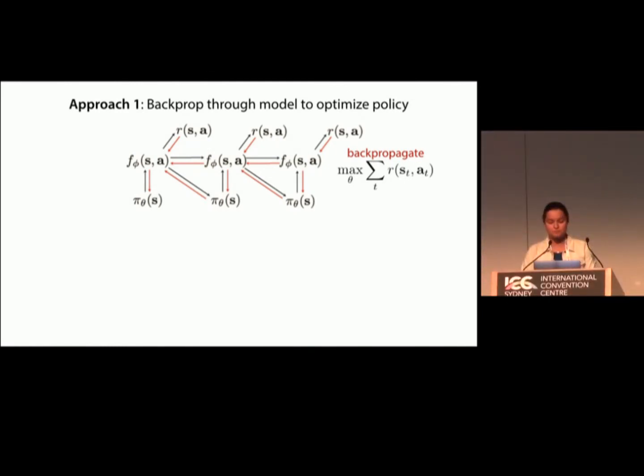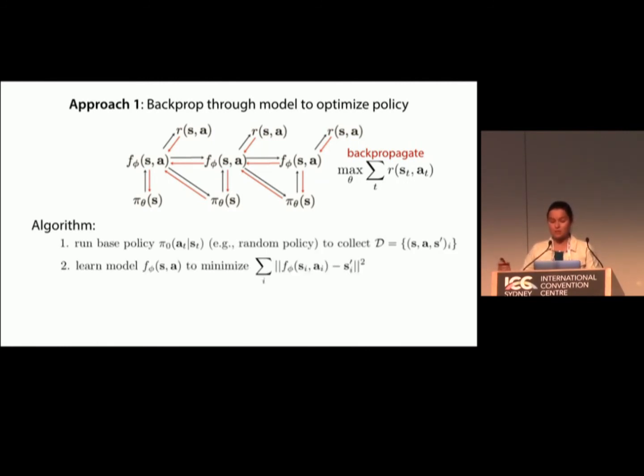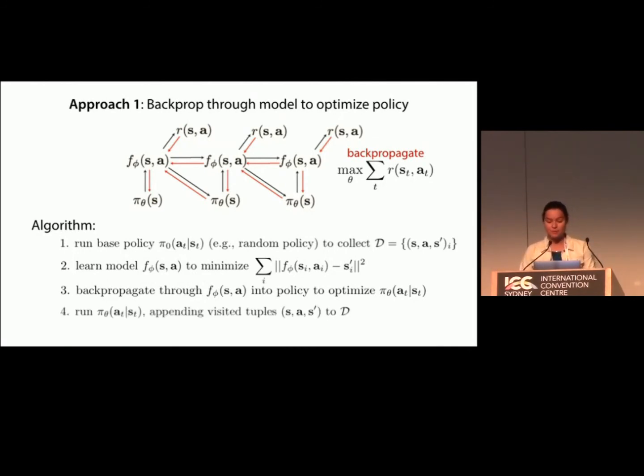What this looks like as an algorithm is first we run our base policy to collect some data, then learn a model using that data to minimize the modeling error. Third, backpropagate through the model into the policy to optimize our policy. And then run our policy, appending the visited tuples to our data set. And then go back to step 2 and iterate, refitting our model using the new data that we collected.